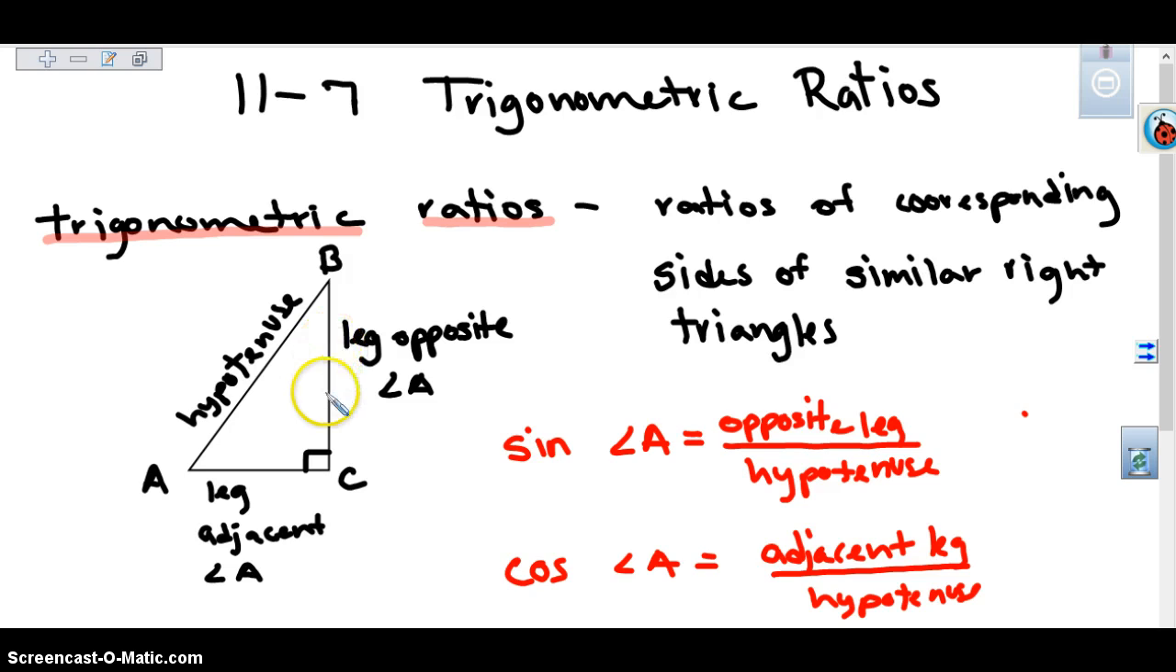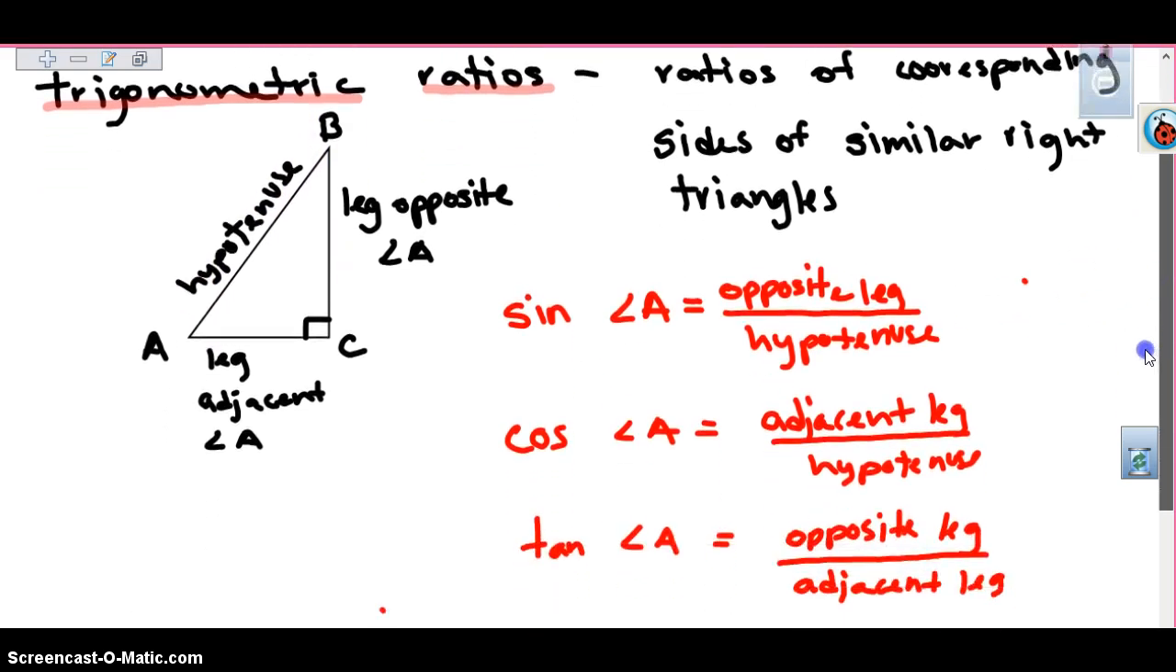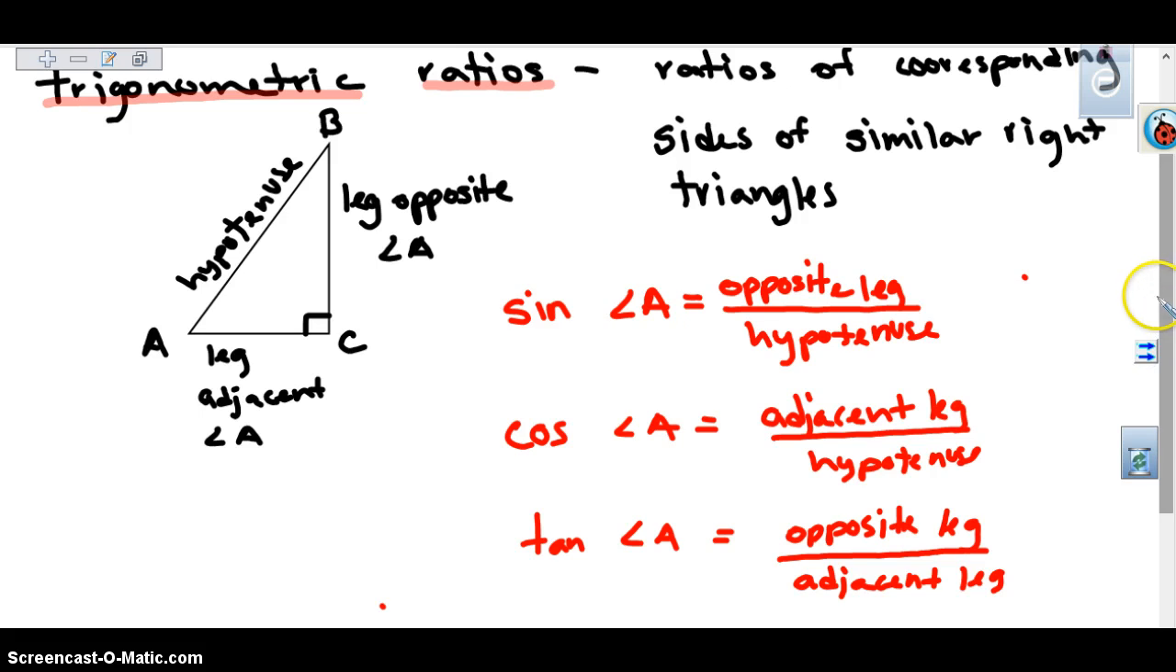this side right here is the leg opposite to A, means it's on the other side of A. The leg adjacent to A would be this leg right next to it. And the hypotenuse is the side connecting A and B. When we're talking about trigonometric ratios, we're talking about sine, cosine, and tangent.